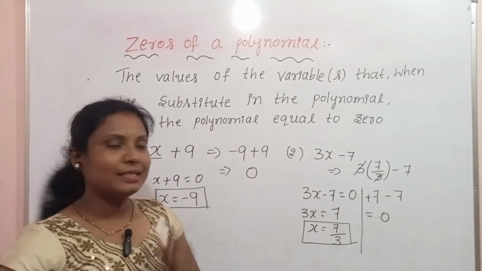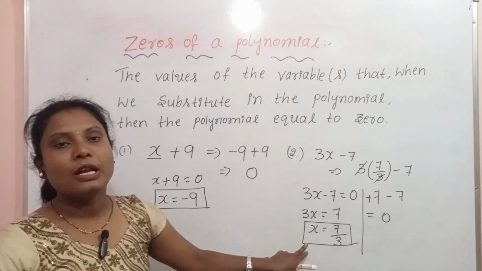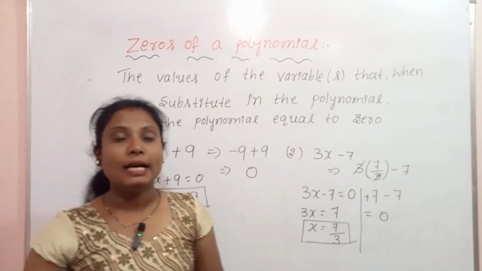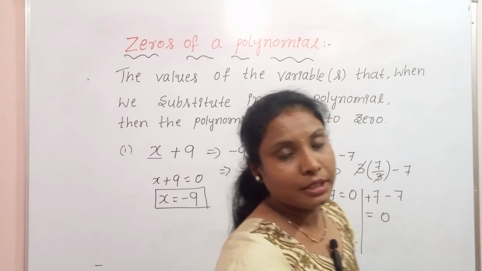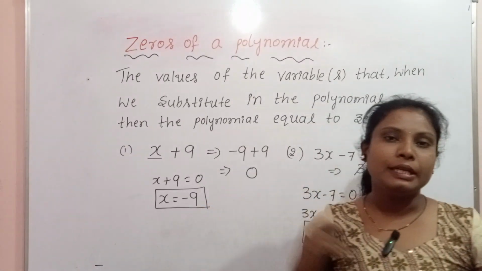So this is the meaning of zeros of a polynomial. The x value, we will call it a solution of a polynomial or roots of the polynomial. We can also use that word. So this is the meaning of zeros of a polynomial.